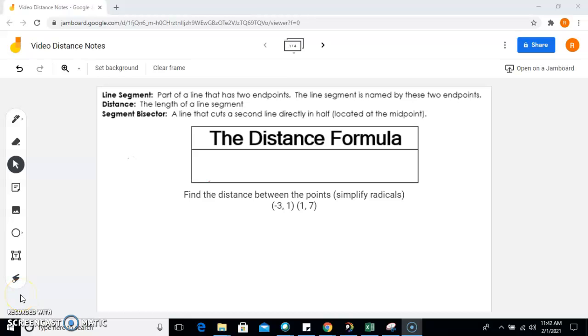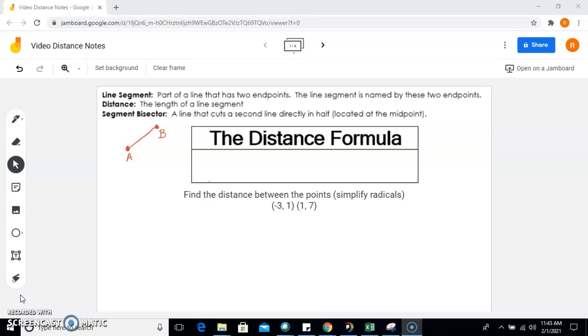Today we're going to be talking about the distance formula. If we start reading some of our vocabulary at the top, we're talking about a line segment. It's a part of a line that has two endpoints. So if I drew something like this, this would be my line segment. And it says the segment is often named by these two points. So if I labeled them, that would be segment AB.